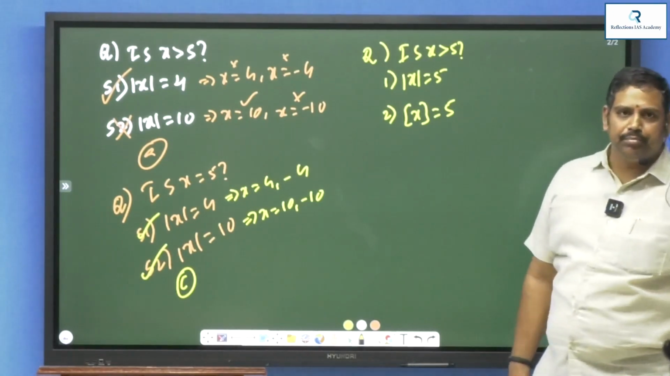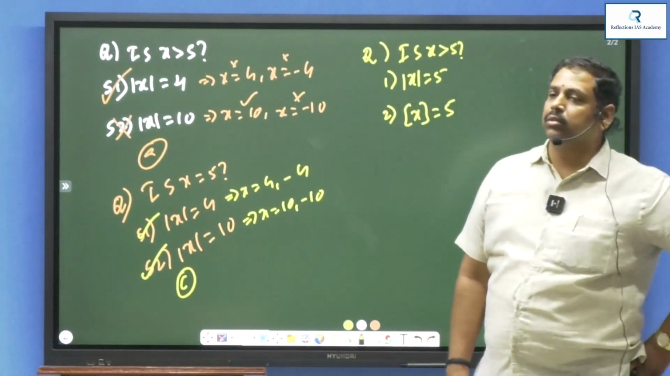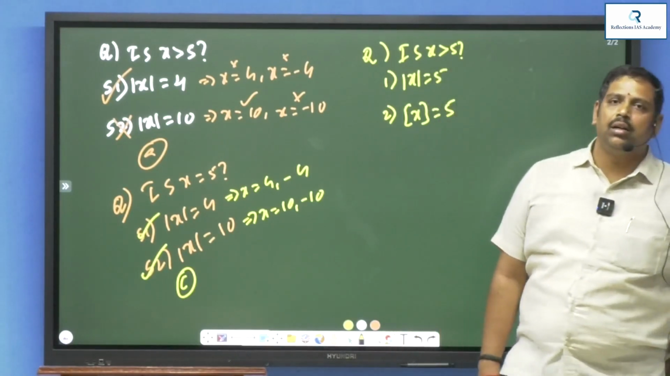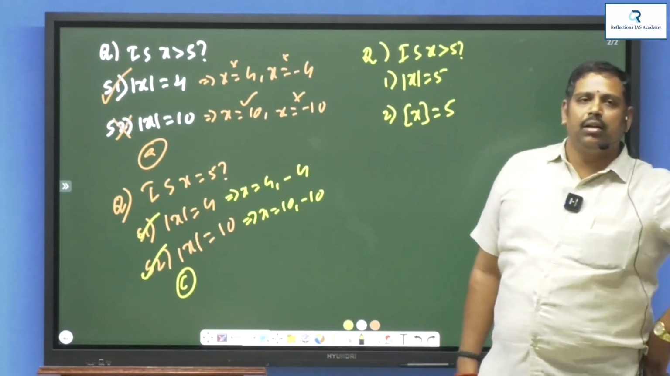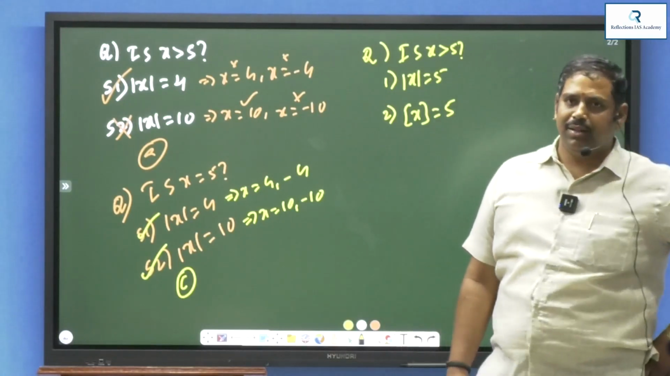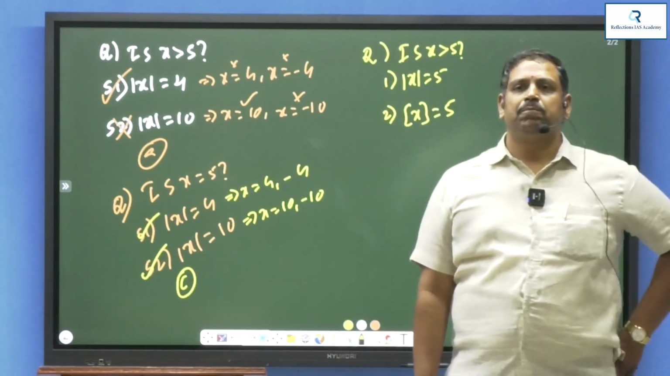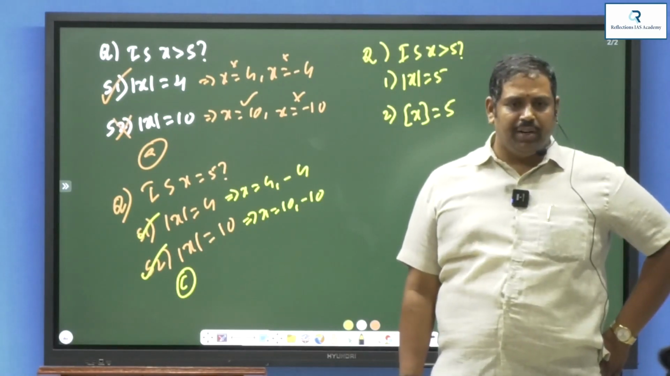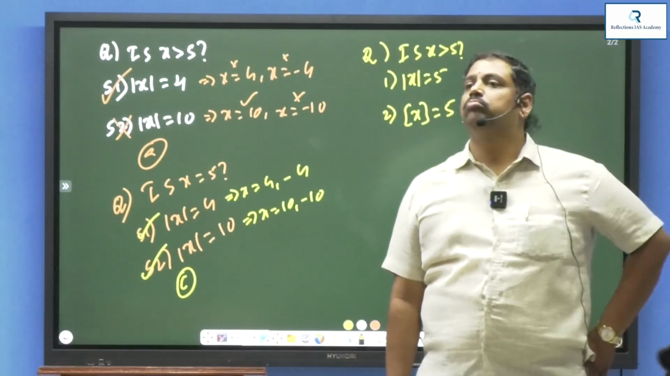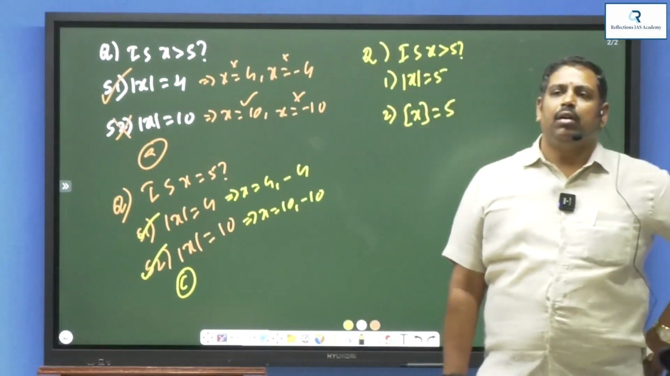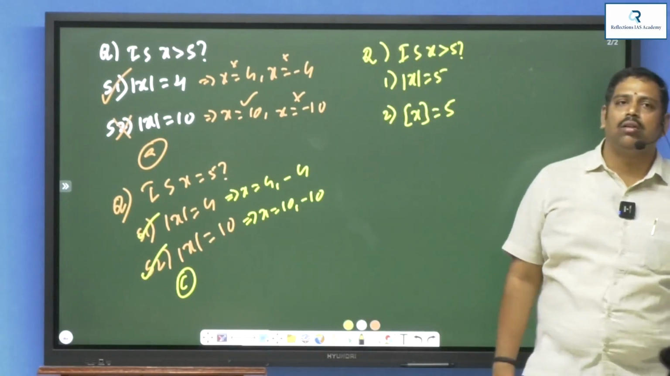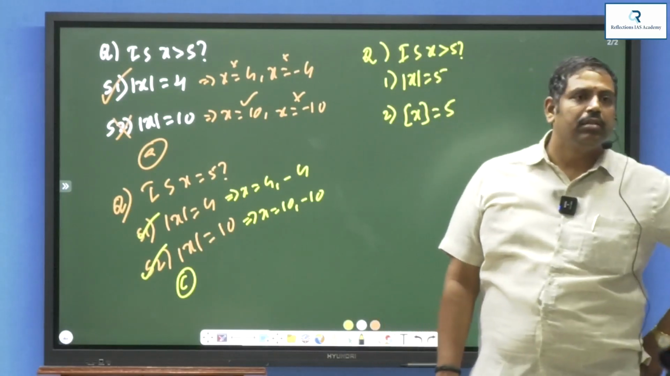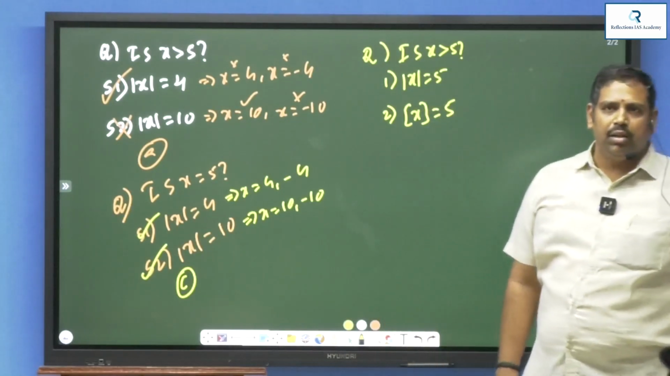D for Delhi. Sorry? E. D for Delhi. A. Ahmedabad. E for elephant. A. B for Bangalore. Sorry? E for elephant. D for Delhi. E for elephant. Shall we try once?